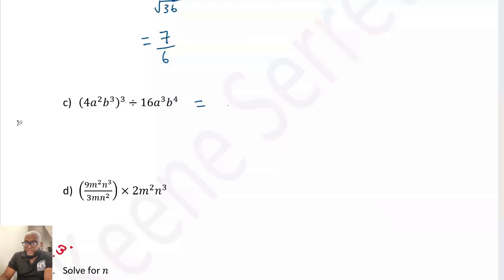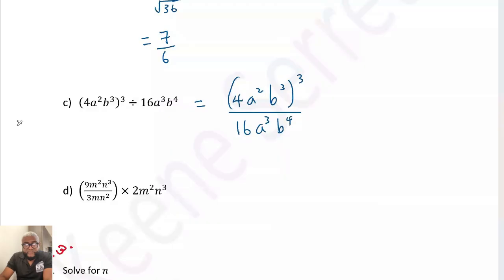So we're dealing with division. I hate this division sign, so I am putting 4a squared b to the third power in brackets, to the third power, all over 16a to the third b to the fourth. Now, we cannot start to work this question until we get rid of that bracket, and we multiply the power that is outside the bracket by every single power within.